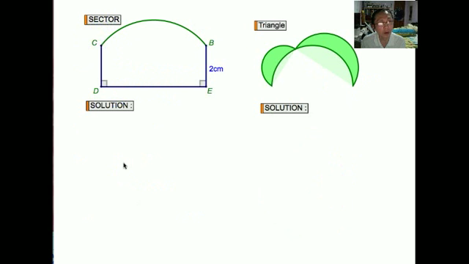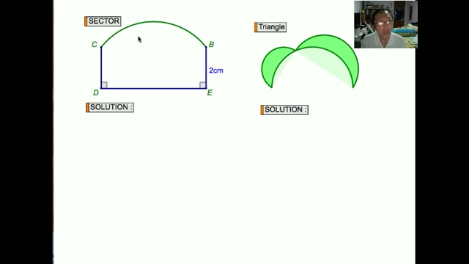In the next example, we have an example of a combined area. In this case here, we do not know a formula for finding this area directly. Thus, what we can do is to divide it into figures that we know, and that is a sector and a rectangle. Thus, to find the total area, it is simply the area of a segment plus the area of a rectangle.